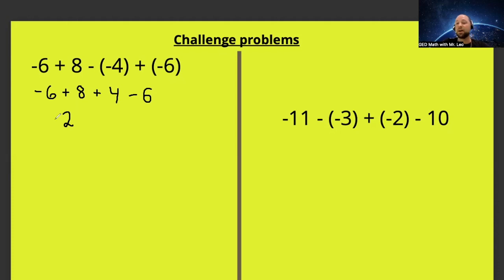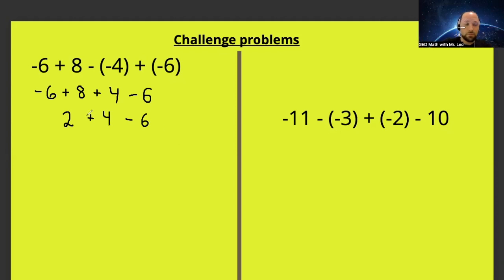I'm not going to write the positive. It's invisible. Every number is positive by default. I'll bring down the next number, which is plus 4. And just to be thorough, let's bring down all of it. Bring down the minus 6. We're not going to deal with that yet, but let's bring it down so we have a complete line of text.